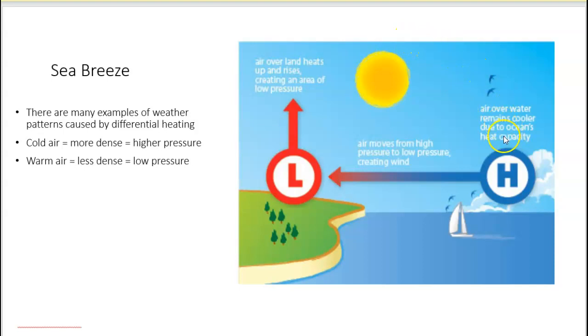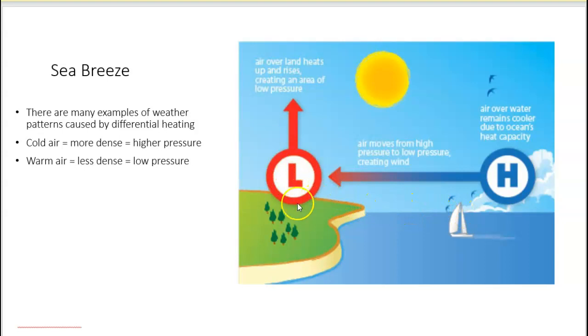As it moves over the water, which is cooler than the land, it begins to cool off and sink down. And so we get this circulation pattern. So if a boat were trying to enter a harbor, it would make sense to do that during the daytime because this pattern of a sea breeze is going to exist. The high pressure from the cooling air over the water is going to blow inward.